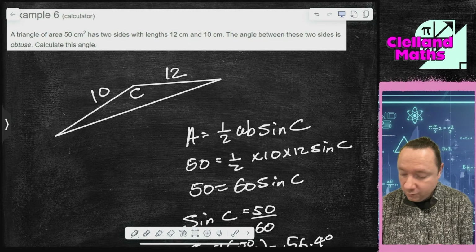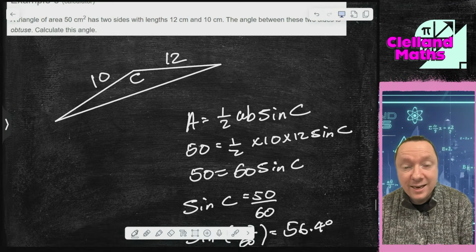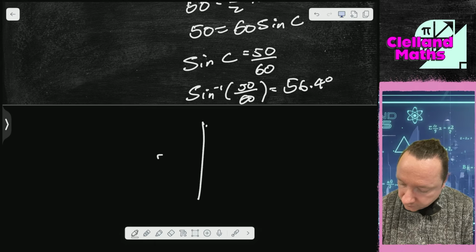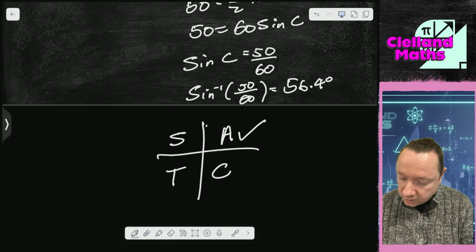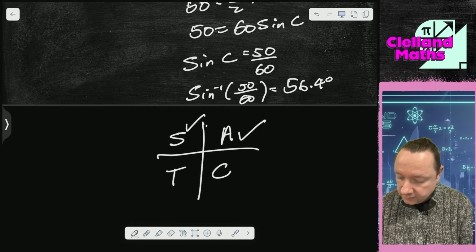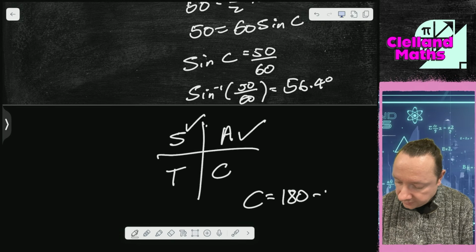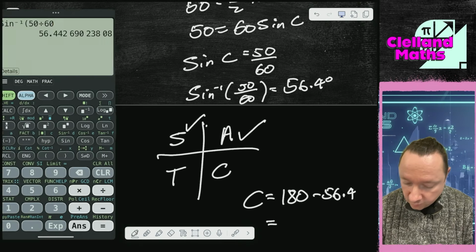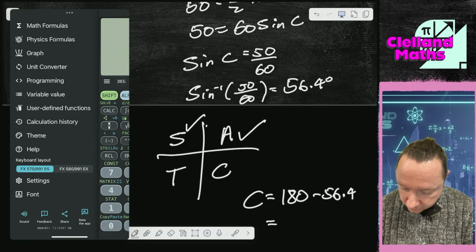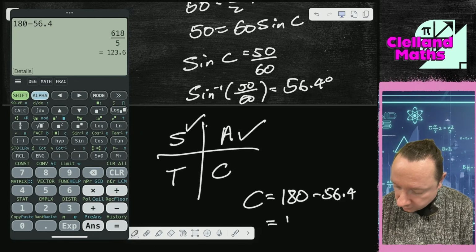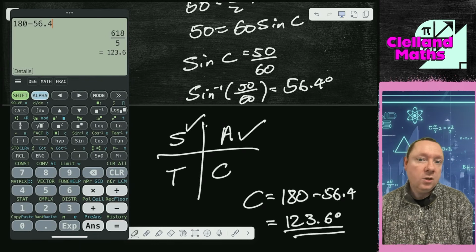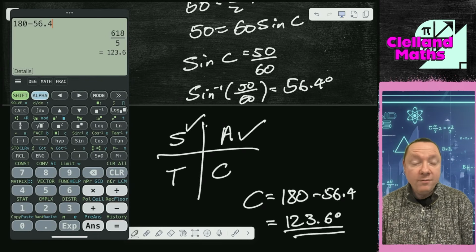Well, how do we find another angle that gives the same answer? A CAST diagram. So if I draw a CAST diagram, then sine is positive. So I could do the second one. C is equal to 180 minus 56.4, because that gives me an angle over 90 but less than 180. 180 minus 56.4 is 123.6, and that is our angle. Quite a tough question, that one, and you need to know your knowledge of trig equations, so watch a video on that if you're still stuck.